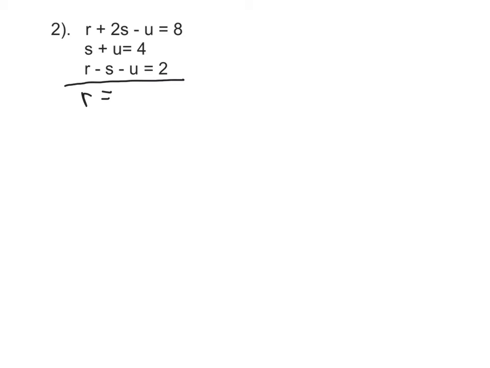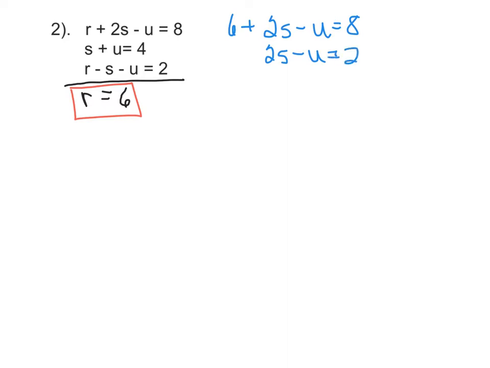Now, this doesn't have to be your first step, but this is definitely a very easy first step so that we're getting one of our answers already. Now I'm going to take that answer for r and I'm going to substitute it into one of the originals. I think I'll plug it into the first equation. So I now have 6 plus 2s minus u is equal to 8. Simplify that by subtracting 6 from both sides, so 2s minus u is equal to 2.